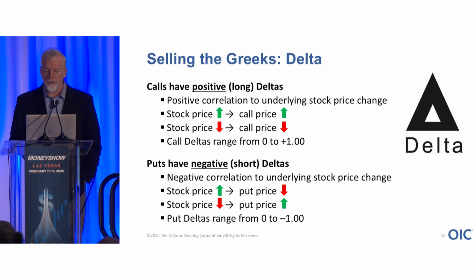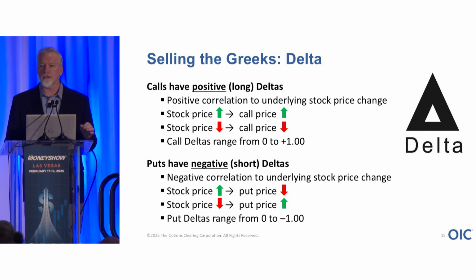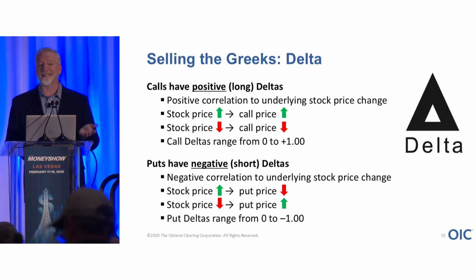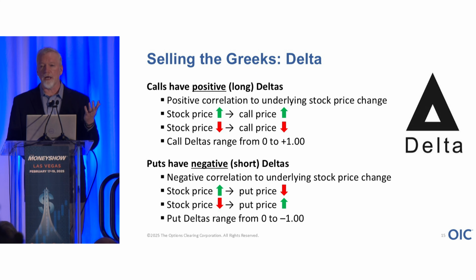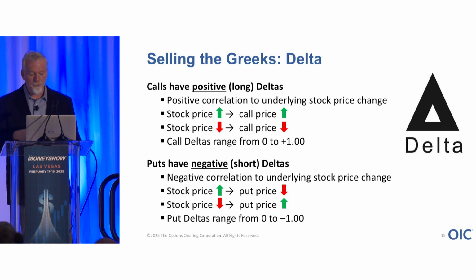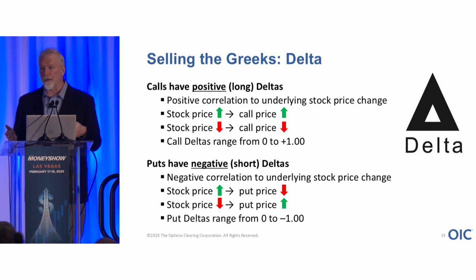But when it comes to the deltas, call options have what we call positive or long deltas because they're positively correlated. When we're buying a call option, we want that stock price to go up. And when it does, we're theoretically profitable. So there's a positive correlation with call deltas and the stock price. As the stock price goes up, the call price is going to go up as well. Good if you're an option buyer, bad if you're an option seller. If the stock price goes down, the delta is going to lower the value of that option as well. Good if you are an option seller, bad if you're an option buyer.